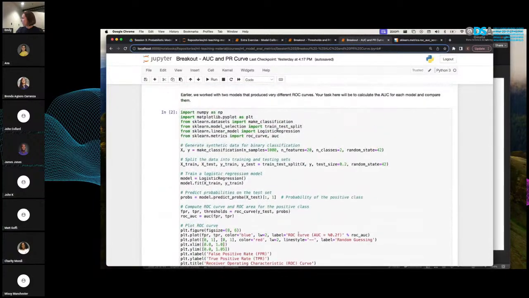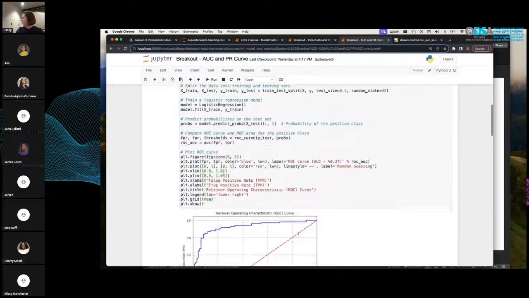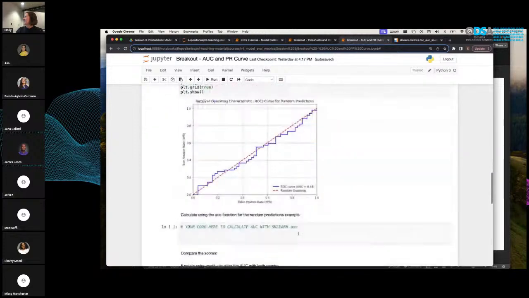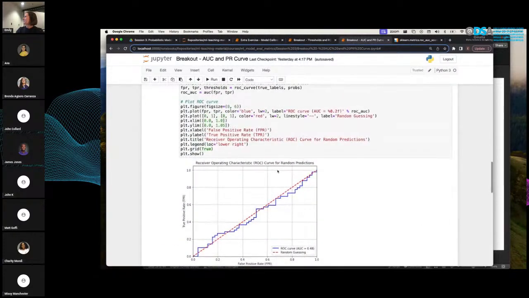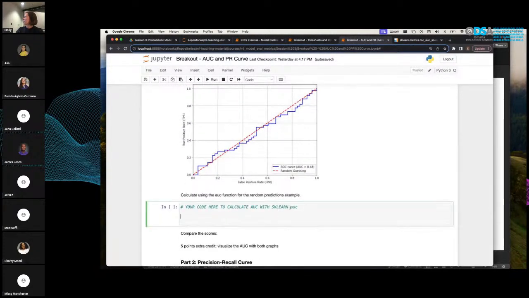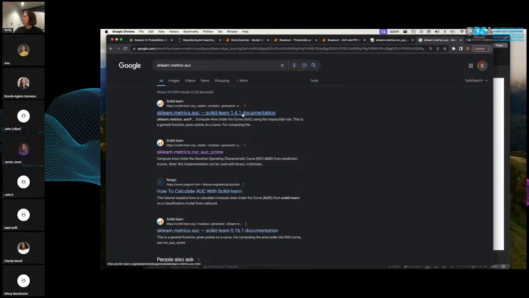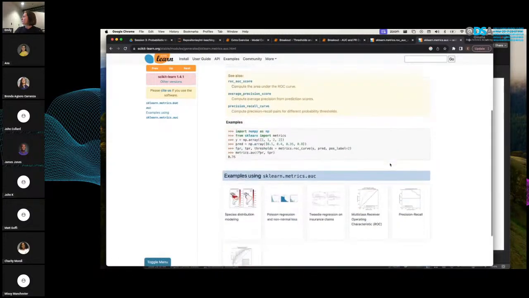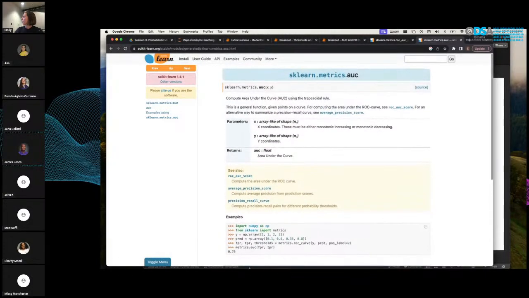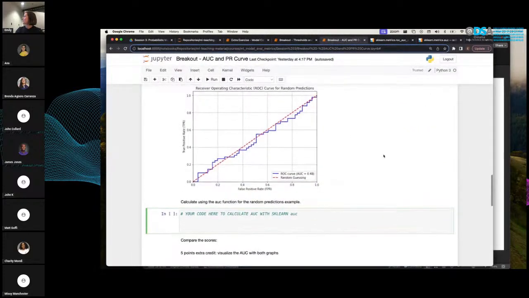You know what? We might have even already done this above. I think we did, so it should be easy. And then calculate the AUC for this one as well using sklearn AUC, so sklearn metrics AUC using this one. And there is an example right here. And I think we actually did this earlier in the code. I'm now realizing I'm a little ahead of myself here. So you can just probably look at that and figure it out.